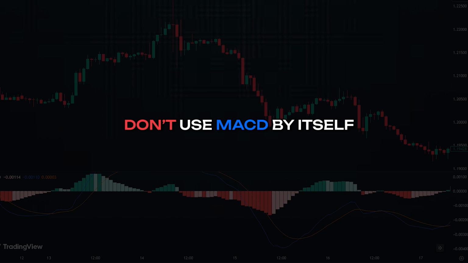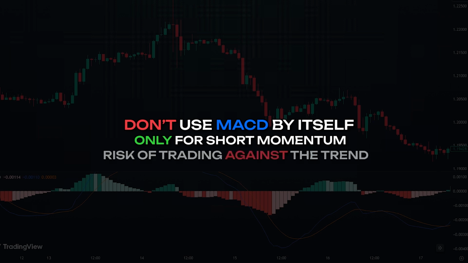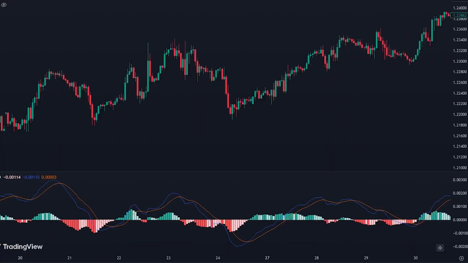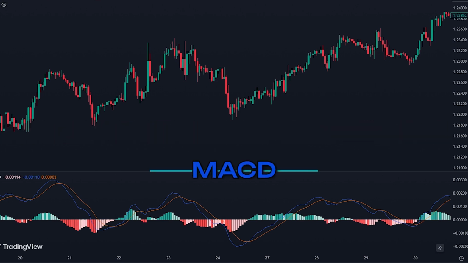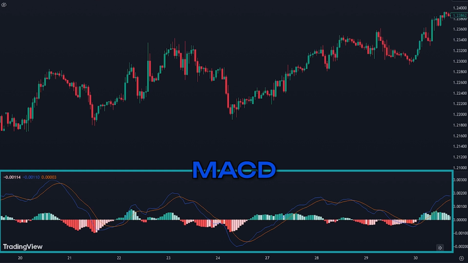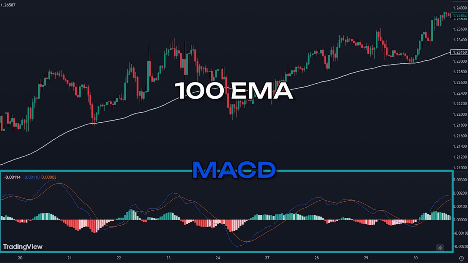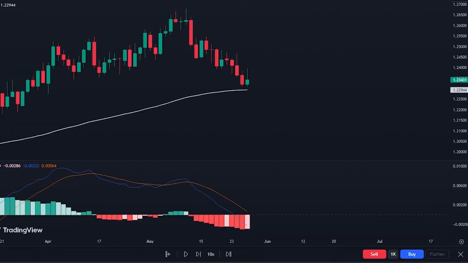The MACD primarily reveals short-term momentum, and as traders, it's crucial to consider the long-term trend to avoid trading against it. A straightforward yet highly effective strategy I suggest for beginners involves pairing the MACD with a long-term trend indicator, such as the 100 EMA. This approach allows us to use the MACD for trading while ensuring alignment with the prevailing long-term trend direction. Here's how you implement this strategy.